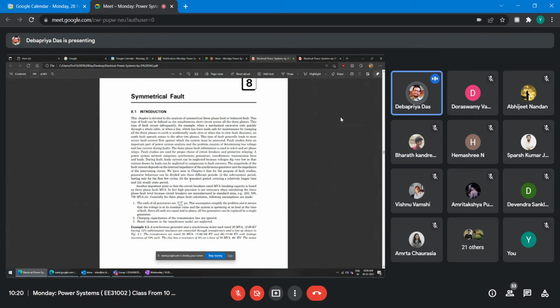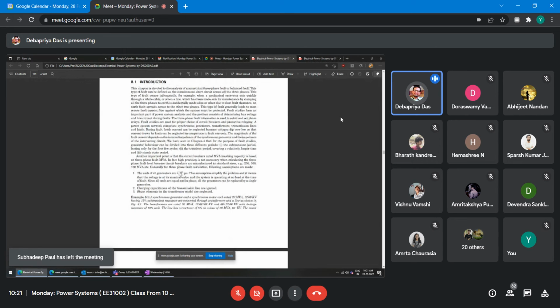So anyway, circuit breaker will not be taught in this course, right? But whenever we are doing fault studies, I am making some simple assumptions initially, so there will be no problem. First, the EMF of all generators you should take as 1 angle 0 per unit. This is the first assumption, and it will make the analysis easy.